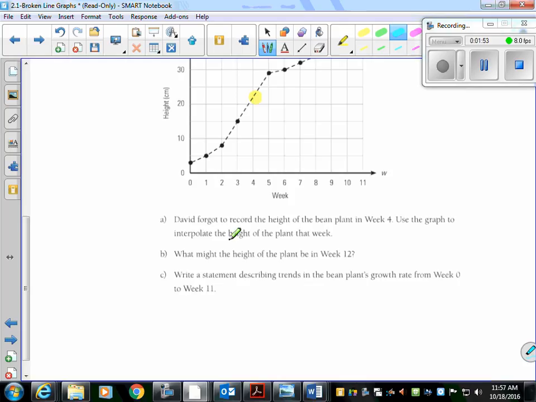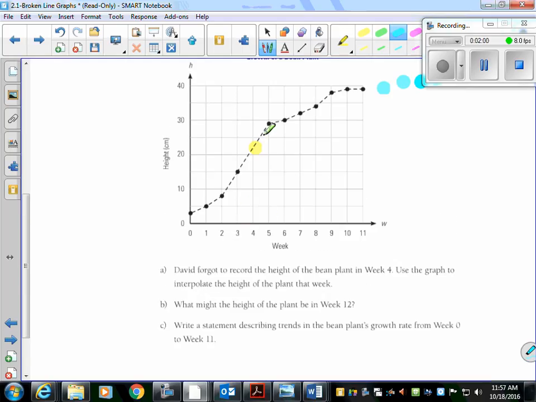Okay, so David forgot to record the height of the bean plant in week 4. Use the graph to interpolate the height of the plant. Well, if we're putting it right there, so if we read here right at 4 weeks, we're going to use right here. If I look at 20 to 30, each line would be 5. So this line would be 25. It looks like it's right in the middle, maybe a little bit below, so maybe 22 centimeters or 23 centimeters.